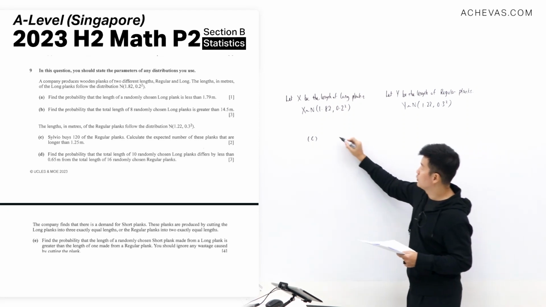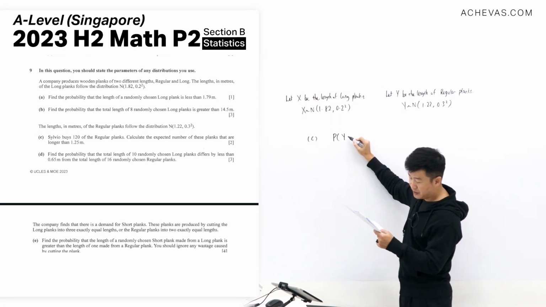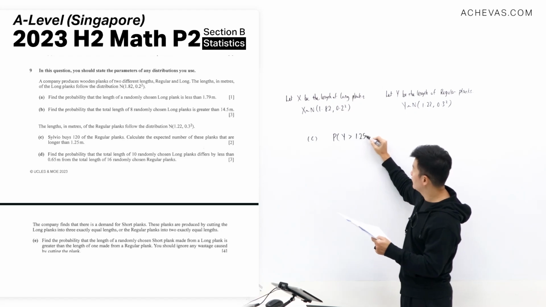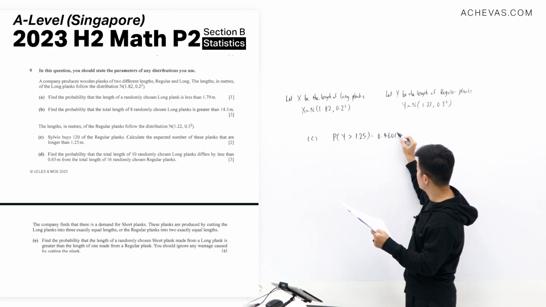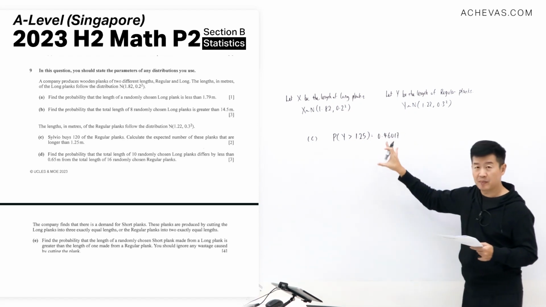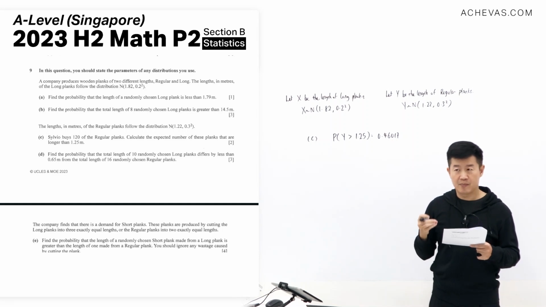So I think what I'm going to do is calculate the probability that one of the regular planks has a length that is more than 1.25 first. And this, pressing the calculator, is 0.46017. And I'm going to try to apply this to the 120 regular planks that this person bought.